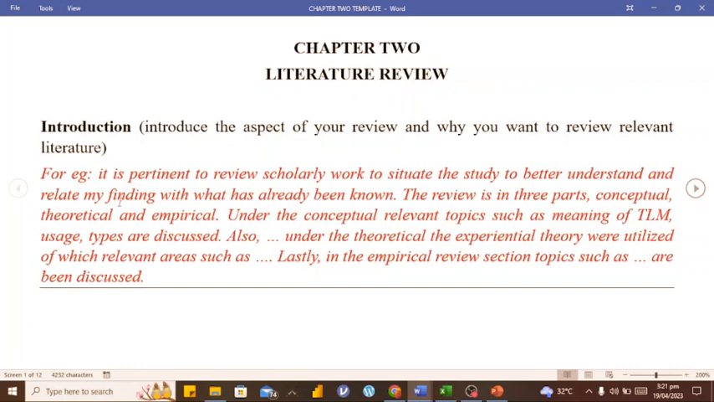So the review is in 3 parts: conceptual, theoretical, and empirical. Under the conceptual review, you list the topics that you think you will cover. Also with the theoretical review, you list the topics that you cover, and likewise with the empirical review. So with the introduction, you just state the purpose of your study and give the structure of your whole literature review. So that is what we do in the introduction section.